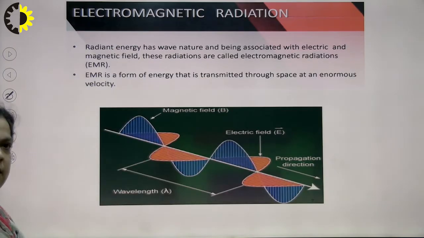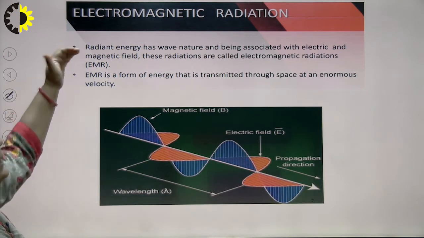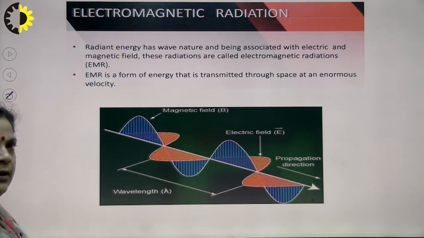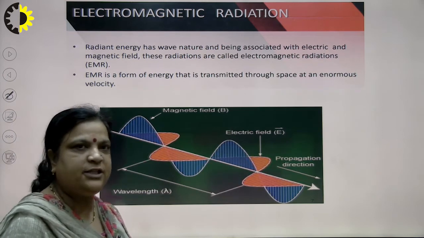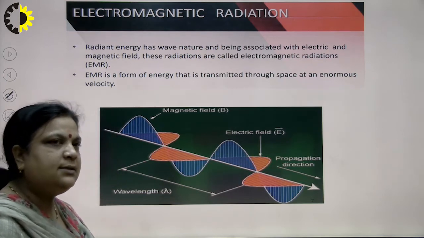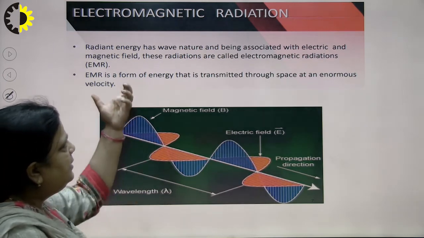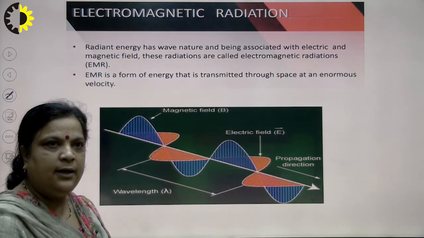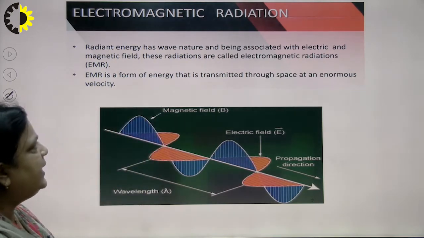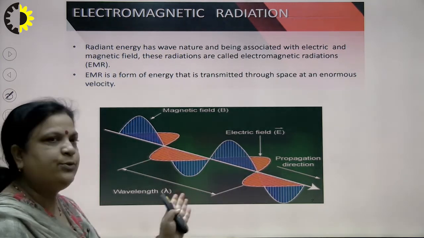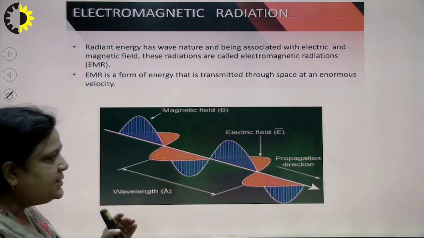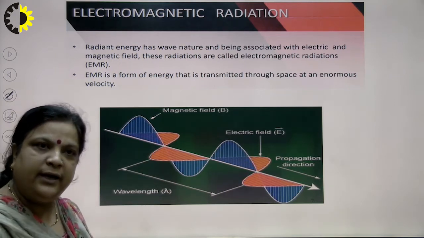So, we talk about light. First we should know what EMR is, that is, electromagnetic radiation. We know that light has a particle nature, but it could not explain various phenomena like diffraction, refraction, etc. So, to explain this, it was proposed that light also has wave nature. So, radiant energy has wave nature and is associated with an electric field as well as a magnetic field, and this type of radiation is called electromagnetic radiation.